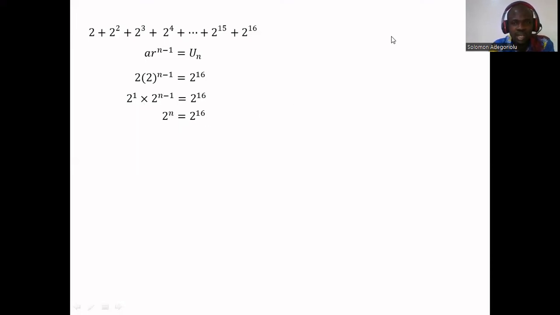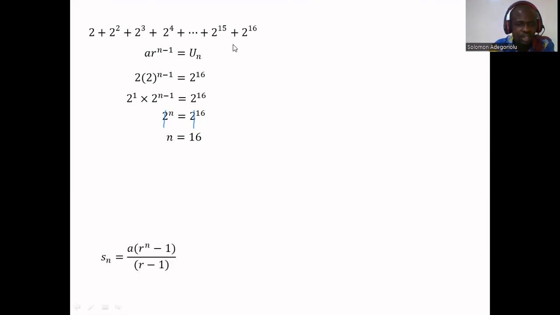With this, we can cancel out the base. Then we are left with n is equal to 16. So if our n is equal to 16, it is telling us that the number of terms that we have in the series is 16.